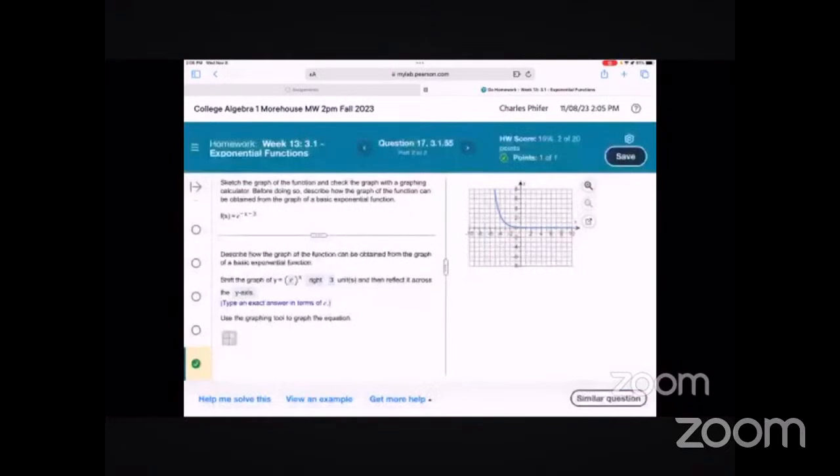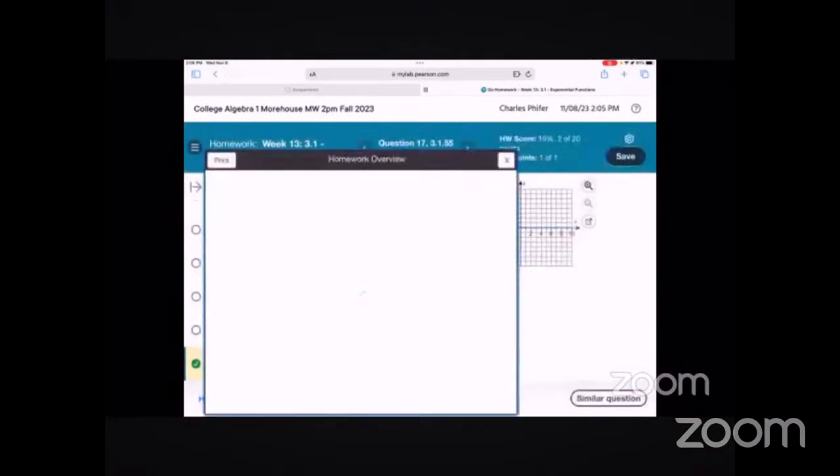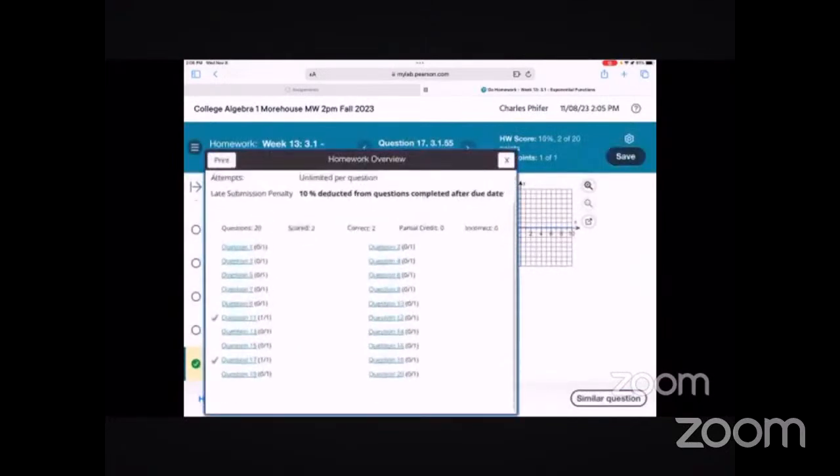Hey, Google, give me a random number between 1 and 20. Here's a random number, 18.